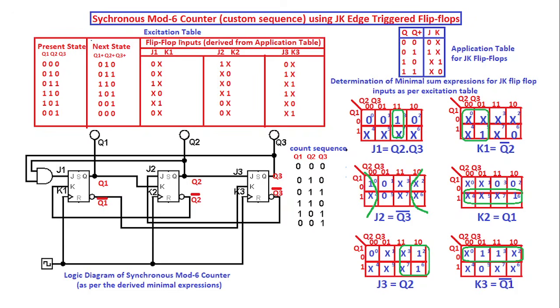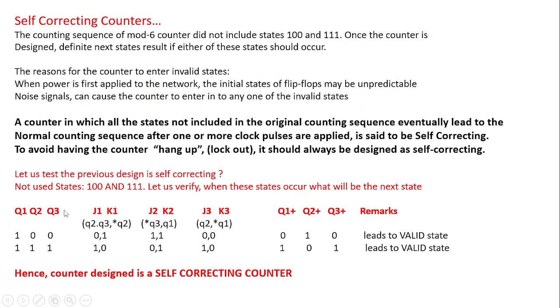So this is how we verify whether the counter is self-correcting or not: by documenting the present state and the expressions at J1, K1, J2, K2, J3, K3, and calculating the next state generated by these equations. If it's a part of the valid sequence, then we say it's a self-correcting counter. By chance, let's say 4 leads to 7. Then you cannot conclude it is a hang up state. Again, you have to take 7 and find out what the next state is.